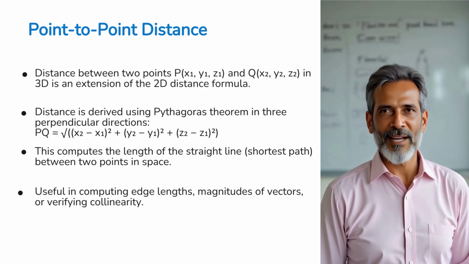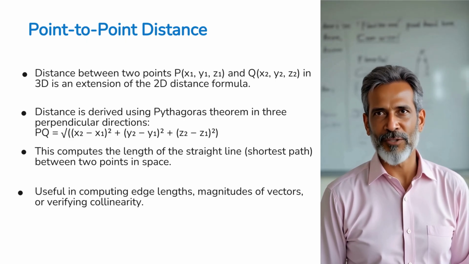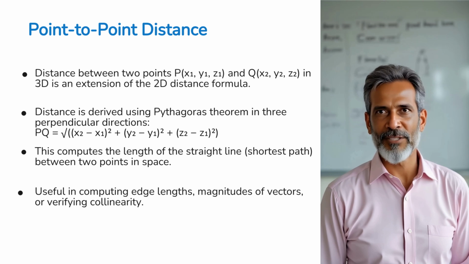Let me repeat that slowly. The distance PQ equals the square root of (x2 - x1)² + (y2 - y1)² + (z2 - z1)².